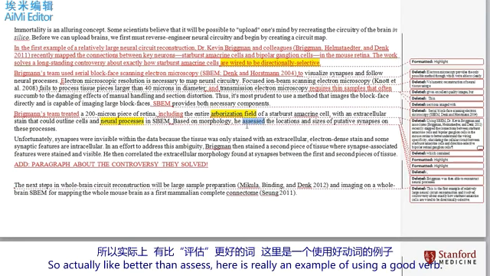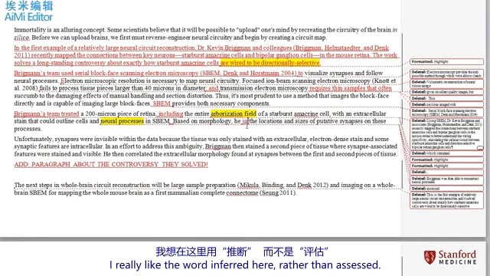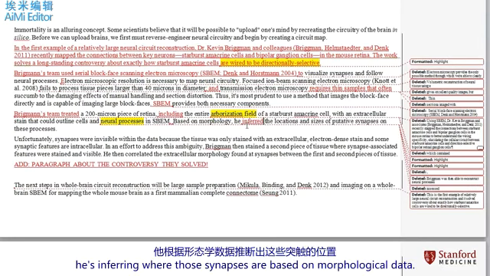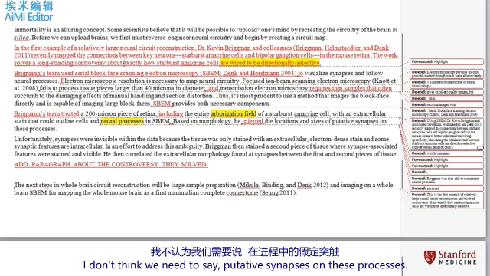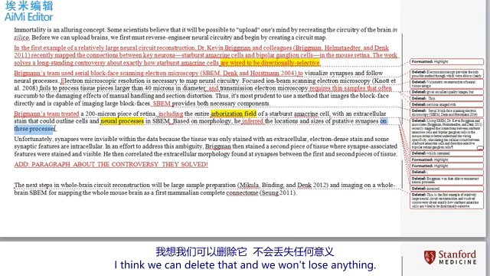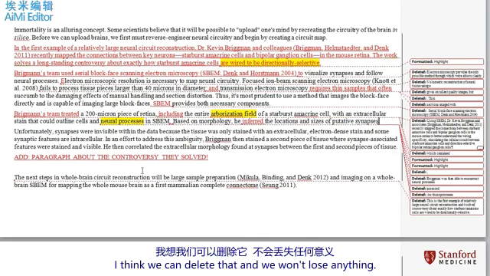So I actually like inferred better than assessed. Here's really an example of using a good verb. I really like the word inferred here rather than assessed. That's what he's doing. He's inferring where those synapses are based on this morphological data. I don't think we need to say putative synapses on these processes. I think we can delete that and we won't lose anything.